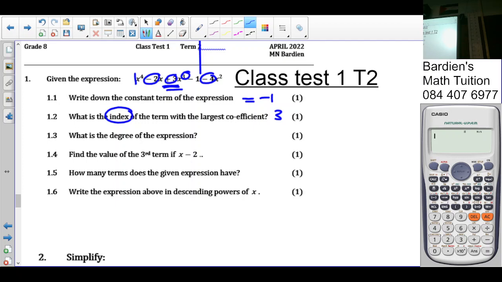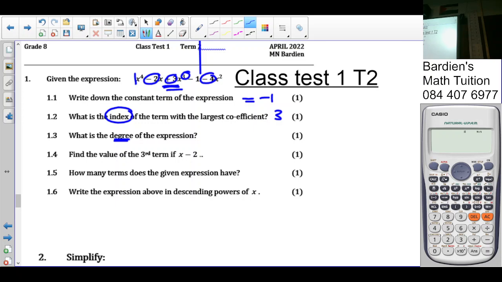Makes sense? The next question is, what is the degree of the expression? Now, most of you, nobody got it right. I think 1 or 2 got it right. The degree, make a note of that. The degree is the highest exponent or the highest index in the expression. The highest exponent in the expression. Well done to you. Glad you're working at home. Extra work. So what's the degree of the expression?